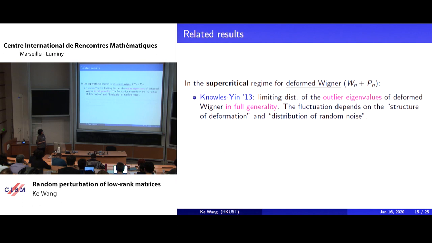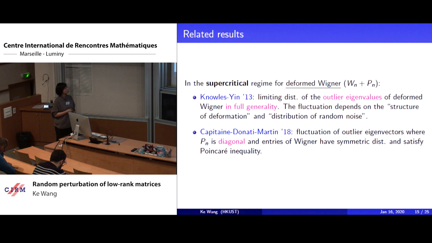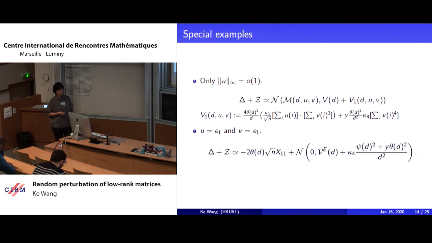of their result. And Capitaine and Donati-Martin considered a similar question about the fluctuation of the outlier eigenvectors. However, they assumed some additional assumptions. The deformation matrix Pn has to be diagonal, and there are some additional conditions on the entries of the Wigner matrix. If Pn is a diagonal matrix, you can take its eigenvectors to be the canonical basis. So their result is actually in a similar format as we see in this case. So it's also non-universality.